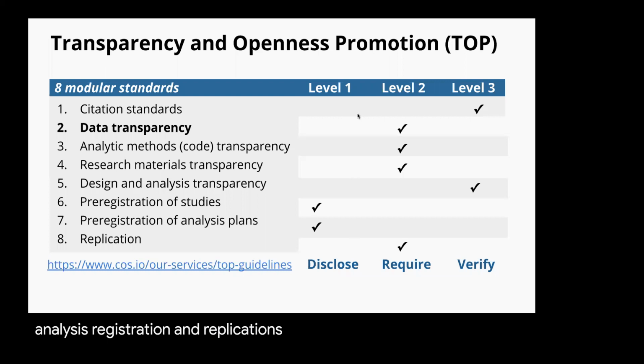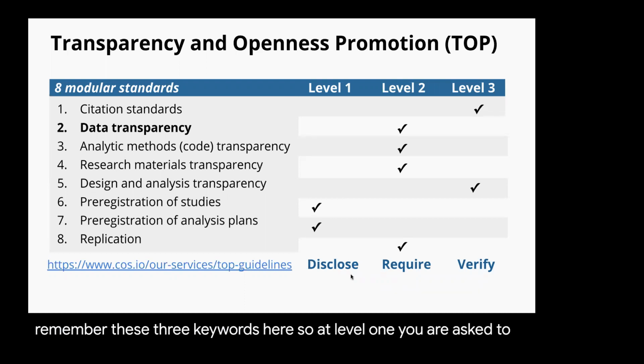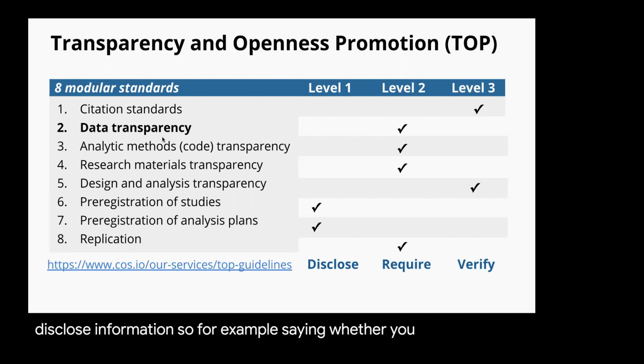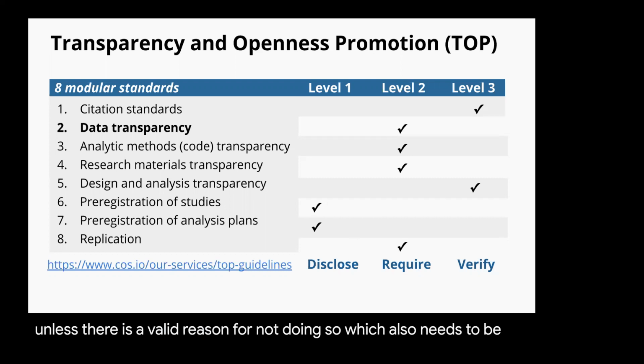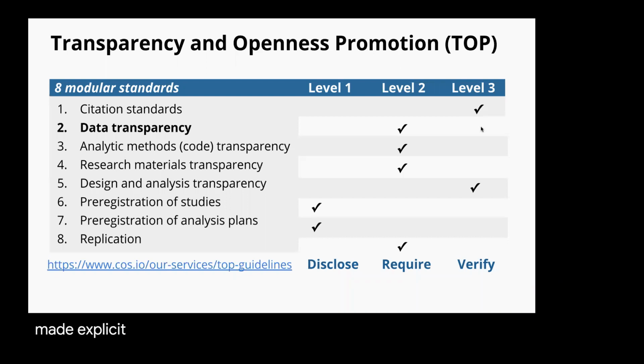An easy way to remember how the levels vary is to remember these 3 keywords here. At level 1, you are asked to disclose information. So for example, saying whether you are sharing the data or not. At level 2, this is a requirement. So you have to share the data unless there is a valid reason for not doing so, which also needs to be made explicit. At level 3, a third party verifies that these standards have been met, which means that, for example, a reviewer could be asked to reproduce the results using the data and the code. So this is the gist of the TOP guidelines.